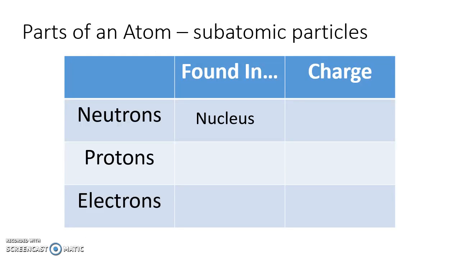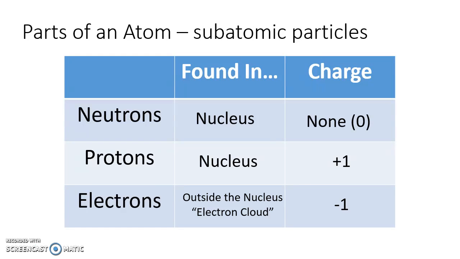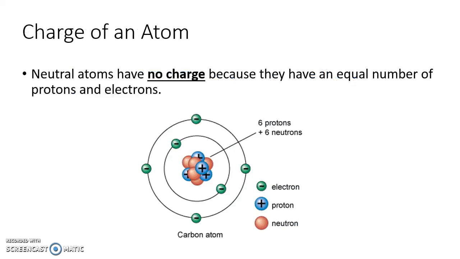Okay, this just breaks it down again. Our protons and neutrons are in the nucleus. Electrons are outside the nucleus, often referred to in an area known as the electron cloud. Protons are positive, electrons are negative. So in a neutral atom, you're going to have the same amount of protons and electrons so that those charges cancel out.